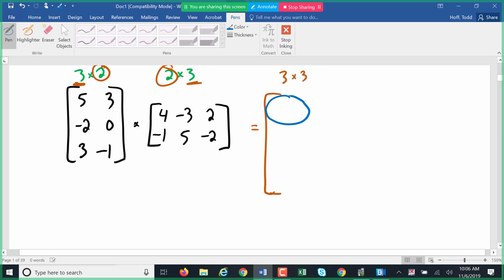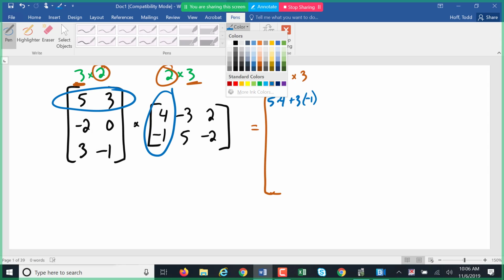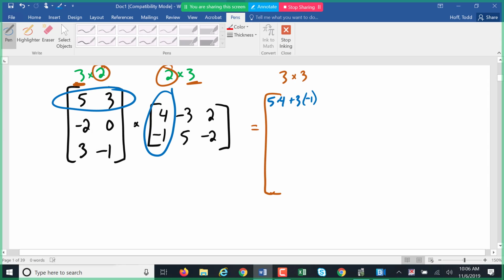So this element right here, row 1, column 1, is going to use row 1 of the first matrix, column 1 of the second matrix. So that'll be 5 times 4 plus 3 times -1. 5 times 4 is 20. 3 times -1 is -3, so that is a 17.